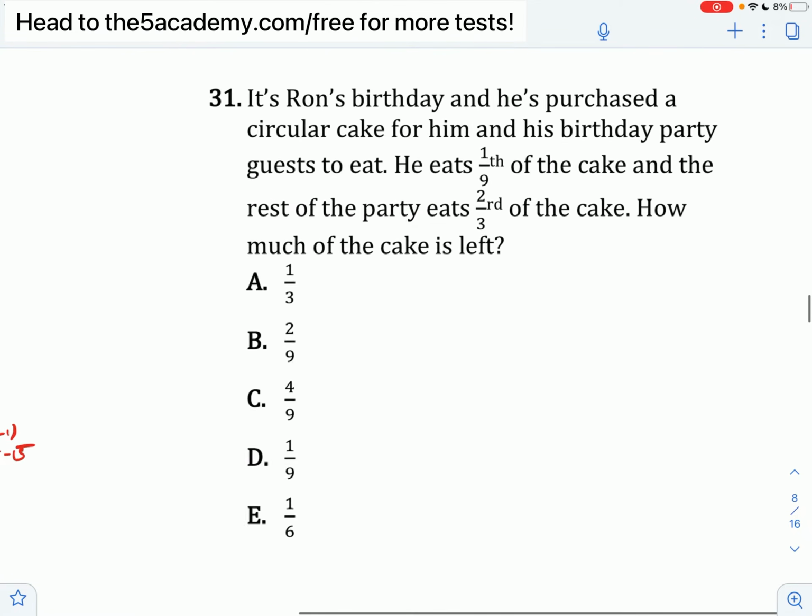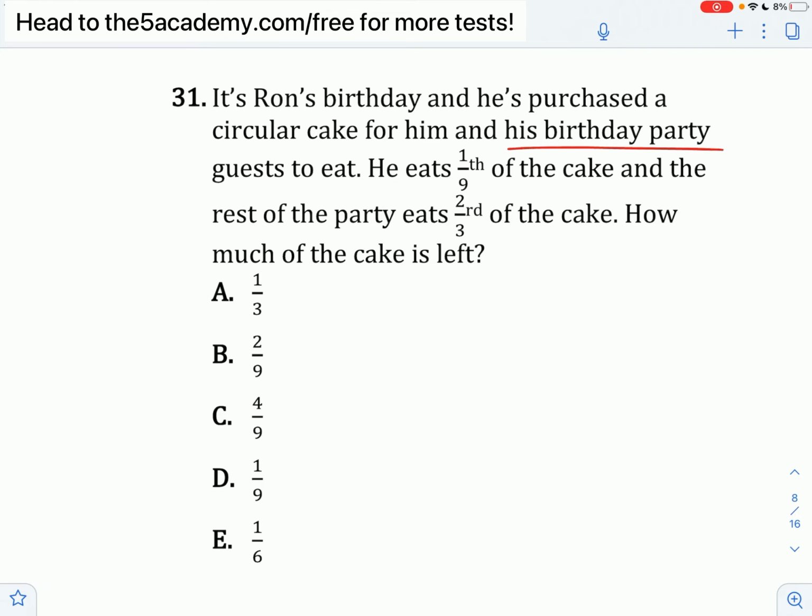It's Ron's birthday and he's purchased a circular cake for him and his birthday party guests to eat. He eats 1/9 of the cake and the rest of the party eats 2/3 of the cake. How much of the cake is left? Okay, so originally there's one cake and then he eats 1/9 of it. So after he eats it, that's how much is left for everyone else. And then the rest of the party eats 2/3 of it. So this is the remainder that we're asked about, okay? So how do we find this value? Well, you could plug this into your calculator. So let me just do that really quick and just kind of cheat your way through the problem.